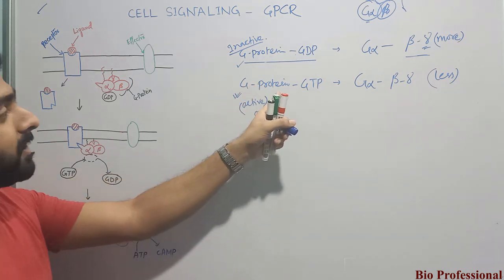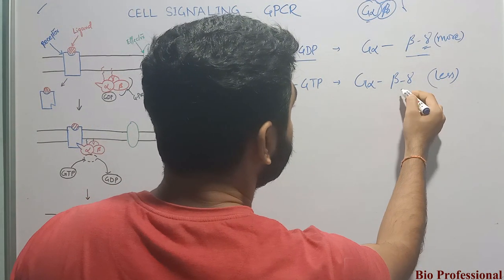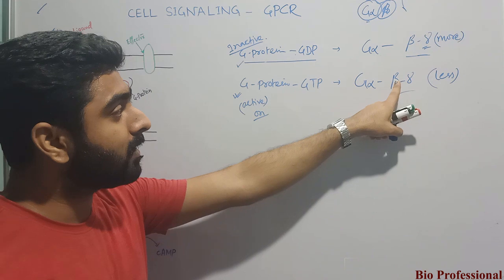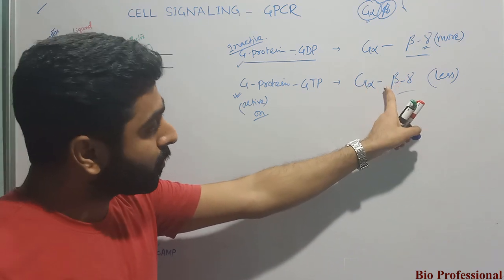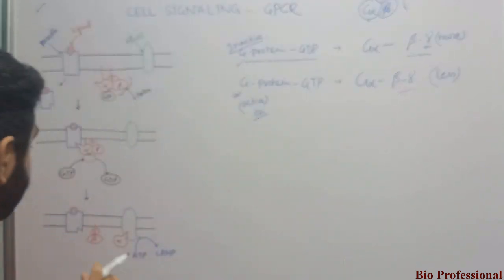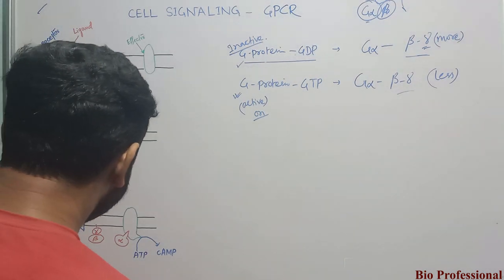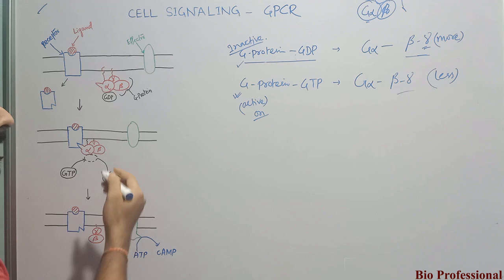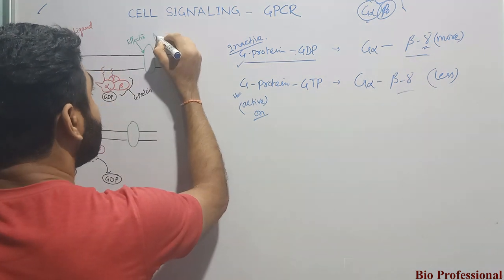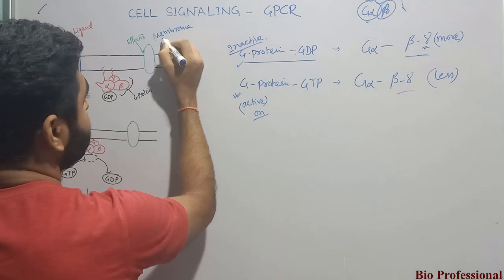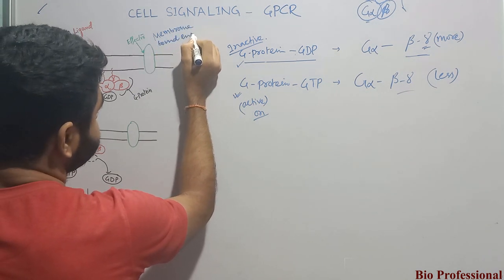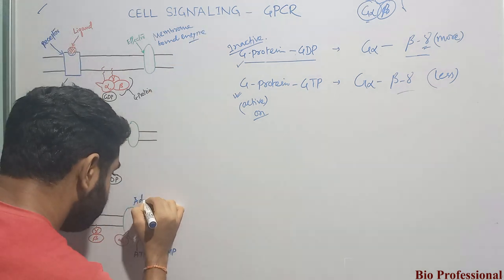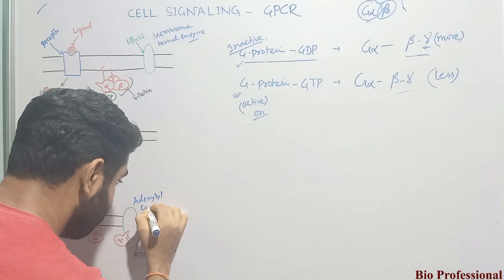Now as this G protein is attached to GDP, the affinity of G alpha for beta and gamma is very low, so it is now separated. This G alpha subunit now interacts with the effector molecule. What is the effector? As I already said, the effector is nothing but the membrane bound enzyme. Here in this case, this is adenylyl cyclase.